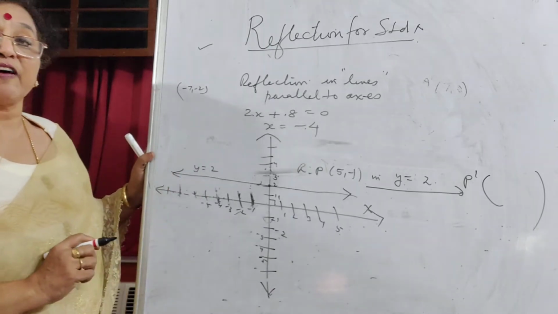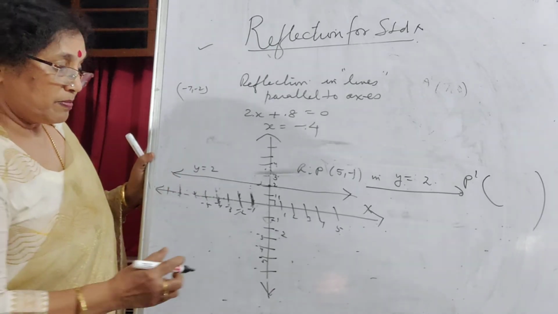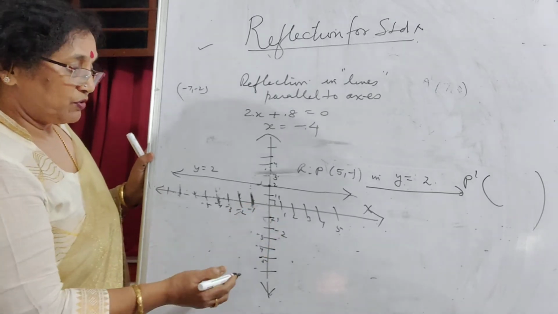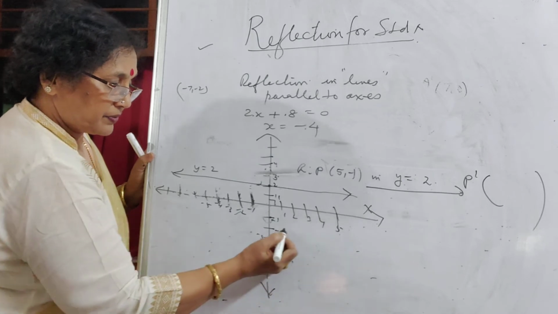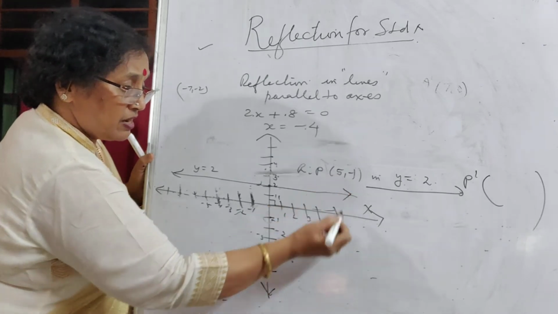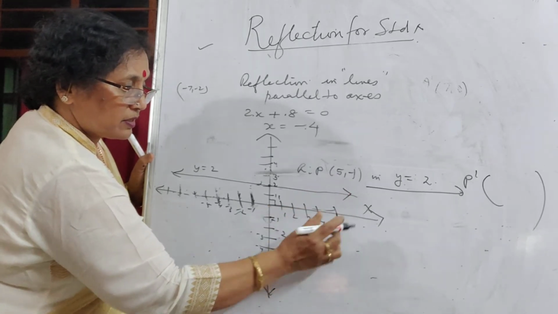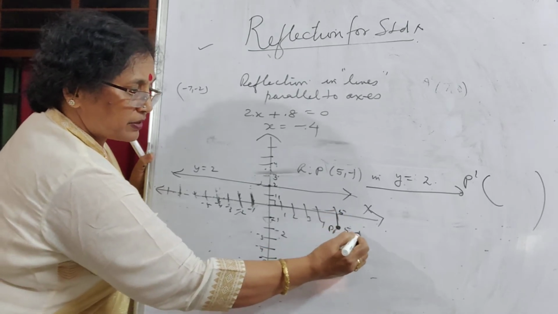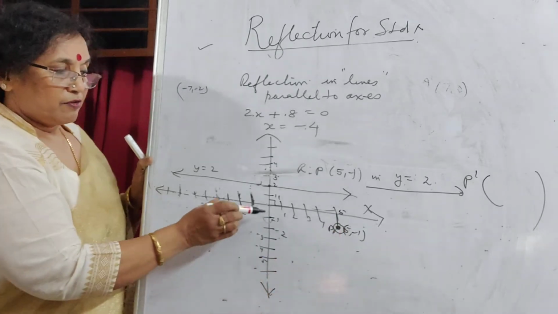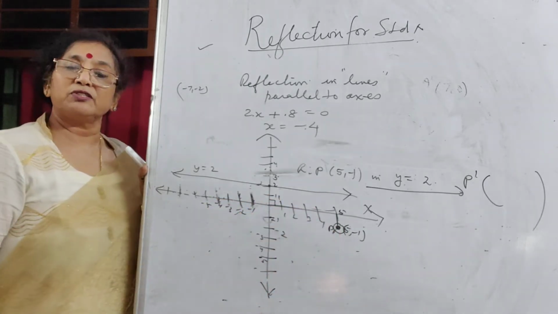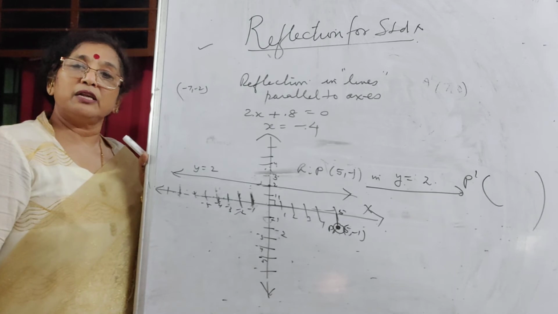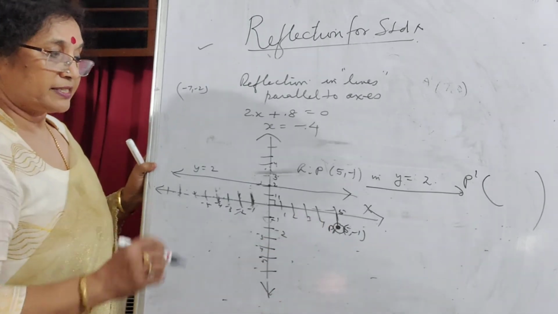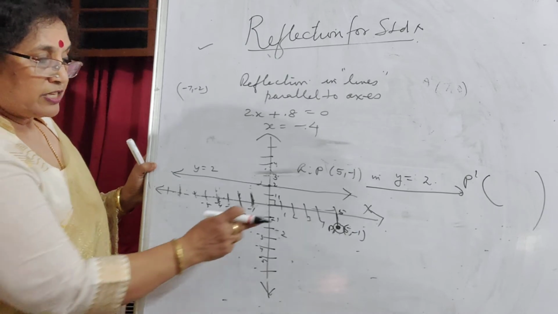Now (5, minus 1). Where is (5, minus 1)? So minus 1 is here and 5 units. So (5, minus 1) is here. So 5 units horizontal, 1 unit downwards. So this point is P, which is (5, minus 1). You know how to locate, children. 5 horizontally right and 1 down below the x-axis. So that is (5, minus 1). I located it. Okay.